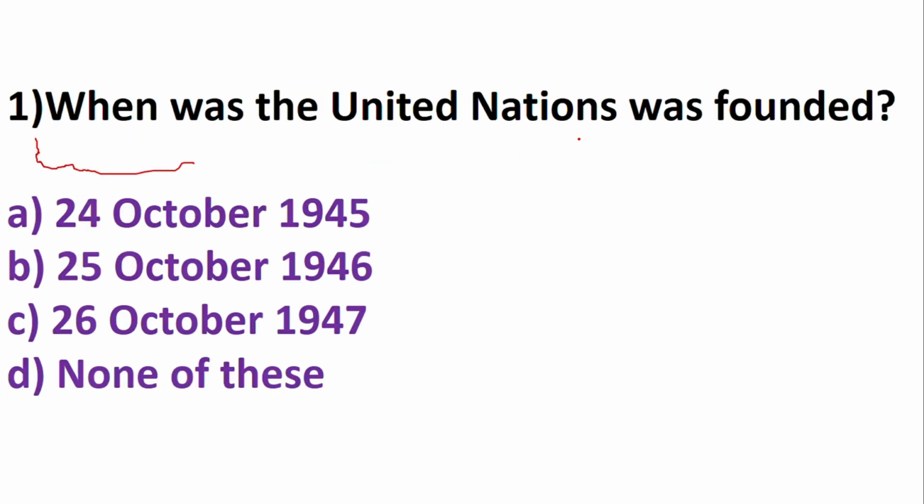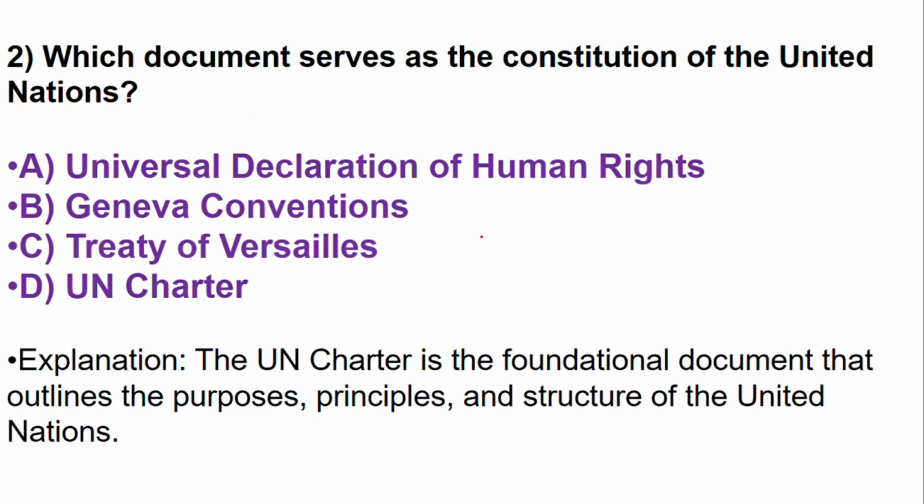First MCQ: when was the United Nations founded? It is a most important MCQ. Option A is the right option, 24 October 1945. Second MCQ: which document serves as the Constitution of the United Nations? Means, what is the name of the Constitution of the United Nations? It is called the UN Charter. The UN Charter is the foundational document that outlines the purposes, principles, and structure of the United Nations. The Charter covers all the areas: its purpose, principle, and structure.